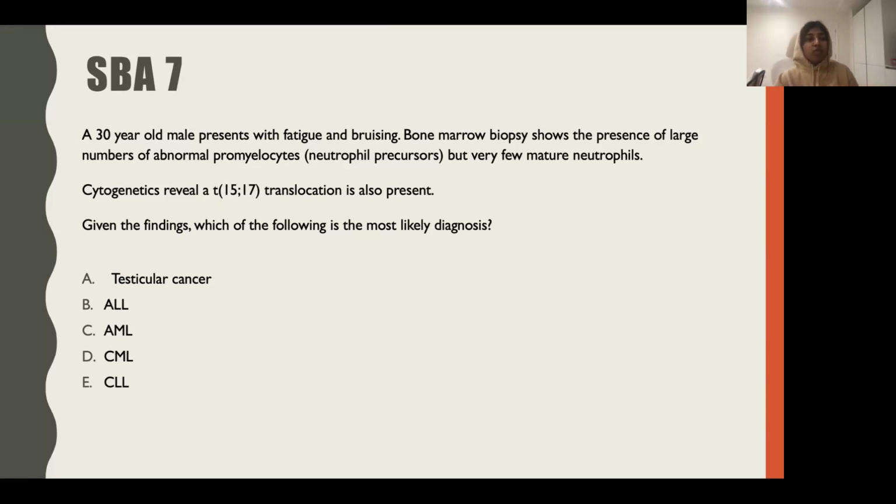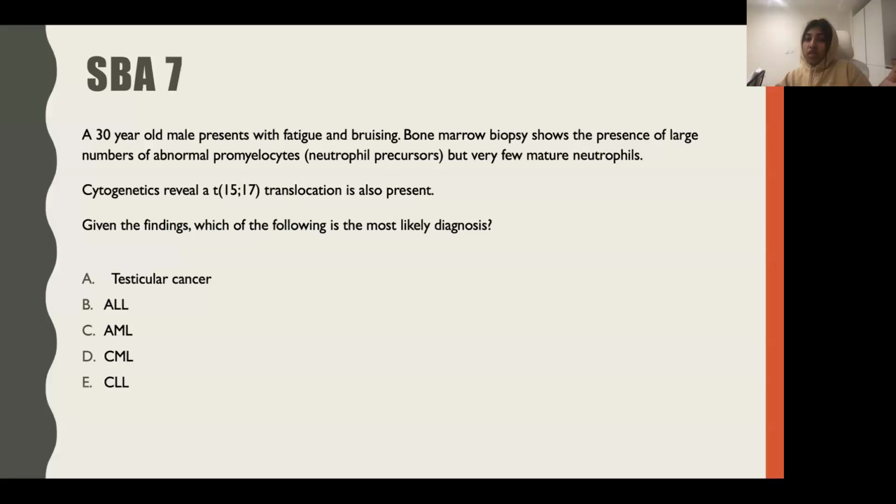So in this stem, it says promyelocyte. Because they're saying myelocyte or neutrophil precursors, it's a myeloid leukemia. So we can cross out the lymphoblastic leukemias, right? So it's not ALL, it's not CLL. That leaves us with AML and CML. Because it says there are large numbers of abnormal promyelocytes, meaning immature myelocytes, and very few mature neutrophils, these are immature cells. Immature cells happen in the acute leukemias, so it's more likely to be AML.